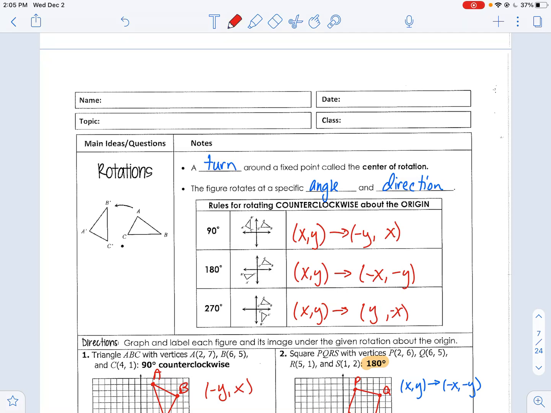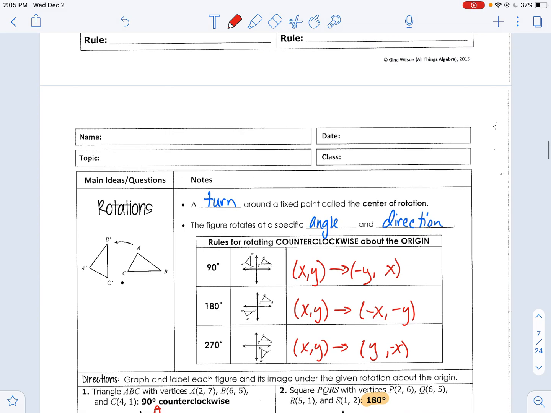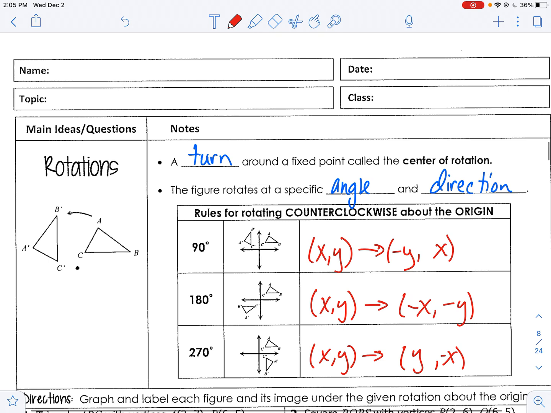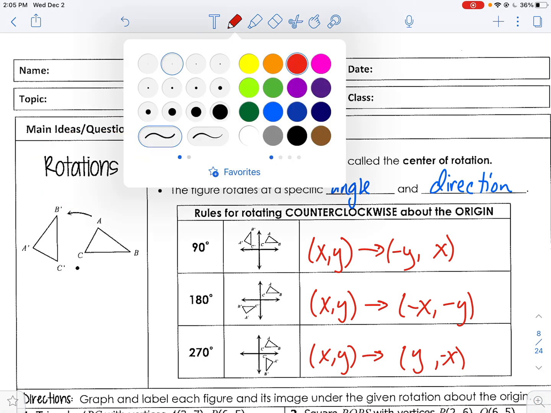So this is right after we've done translations and reflections. We've already worked with some rules like the ones that you see in red in the middle there. We're going to do rotations, which are just a turn around a fixed point called a center of rotation. So look at this picture on the left here. There's my rotations. Hold on, I need a bigger pen.